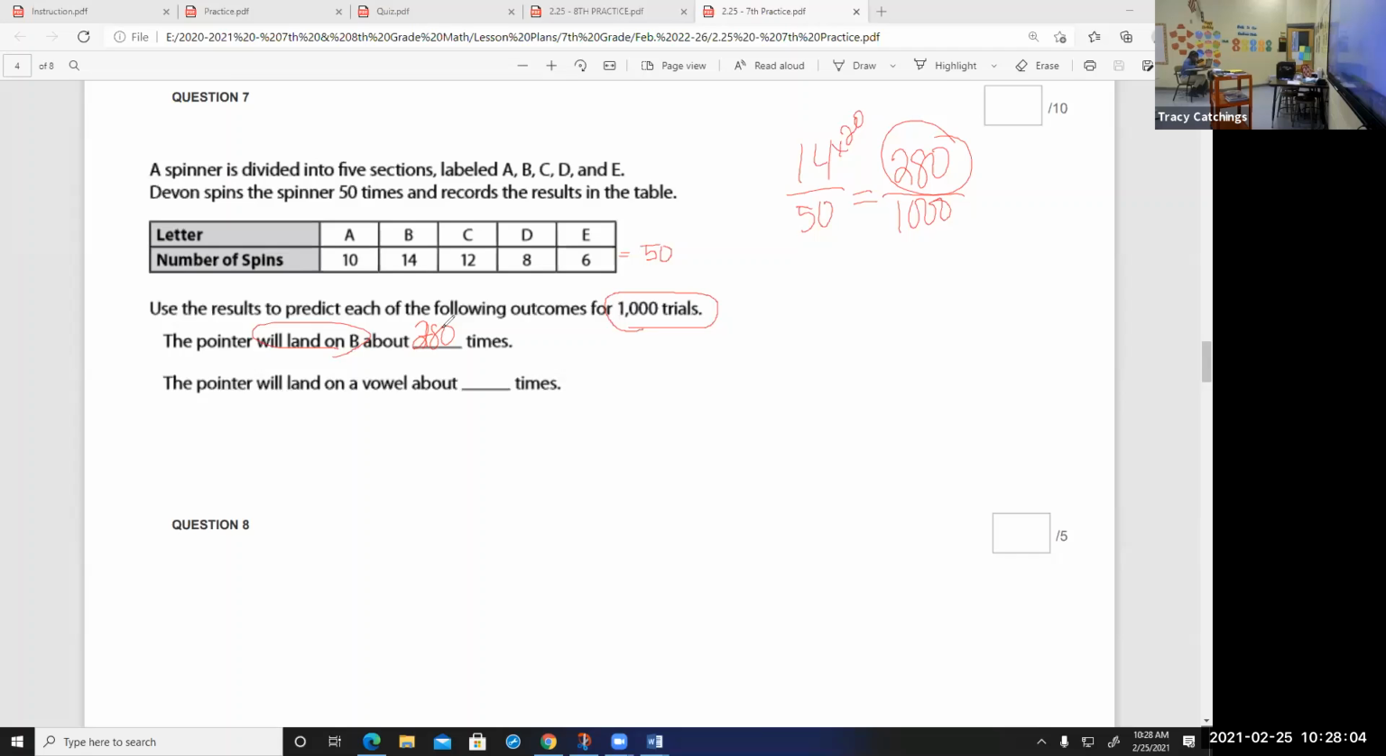Landing on a vowel. I hear 8. A and E, so that's how many total? We got 16 out of 50. We already know the denominator is 1,000. Somebody said we'll multiply by 20. I hear 320. 320 times.